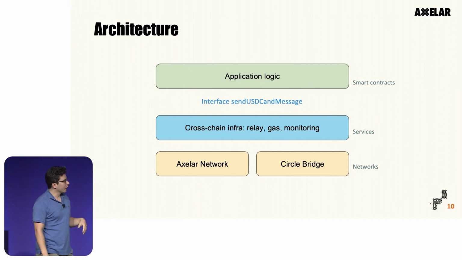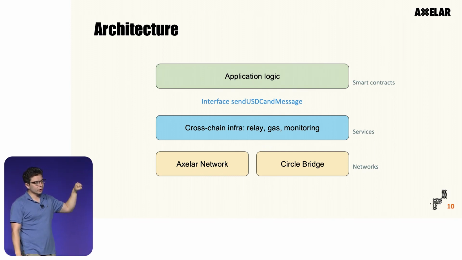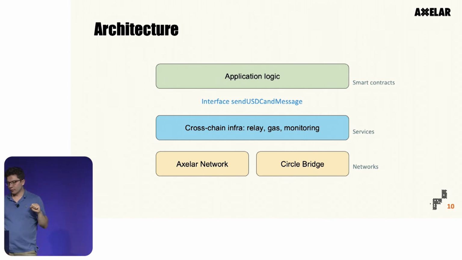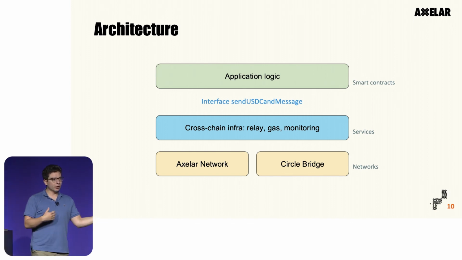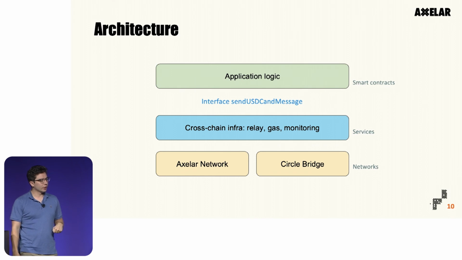You have all the relay infrastructure that will take care of those messages, relay it across multiple networks, and you rely then on the Axelar network for validation of the message, and you rely on the Circle bridge for minting and burning functionality of the USDC itself, right? So you get a native USDC, you don't have to think about any wrapped versions behind the scenes.